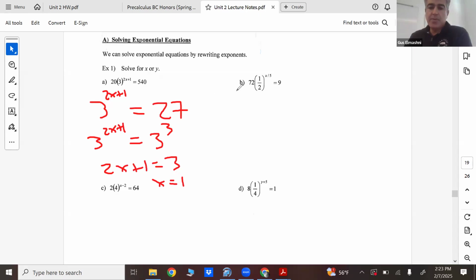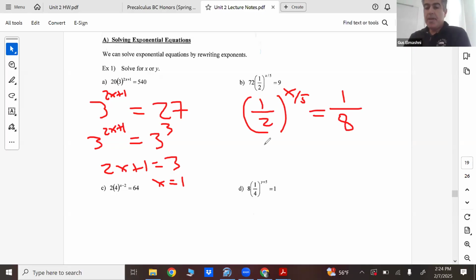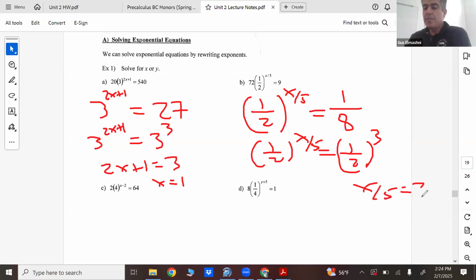So let's repeat this process for part B. I'll have you guys do C and D afterwards. For part B, it's divide by 72. You should get this, right? 9 over 72 is 1/8, by the way. Now, is 8 a power of 2? Yep, it's 2 cubed, right? Or you could rewrite it like this, 1/2 cubed. And if we think about it, x over 5 must equal 3. What does x equal? Boom, got it.